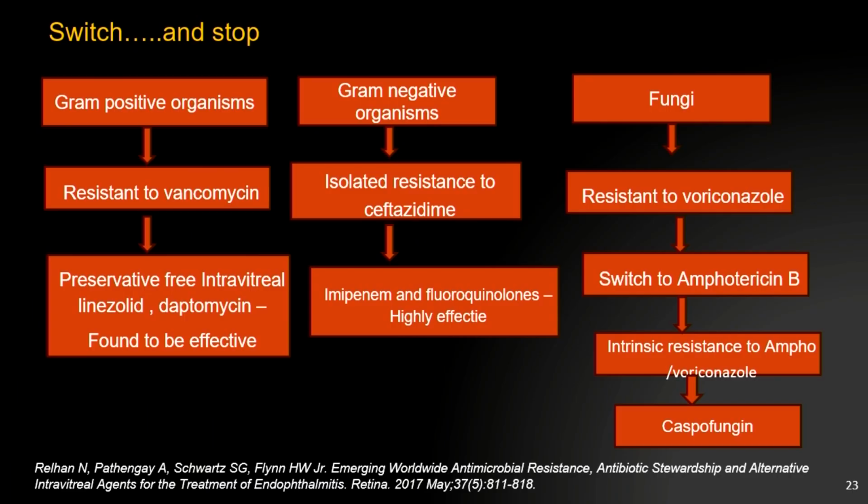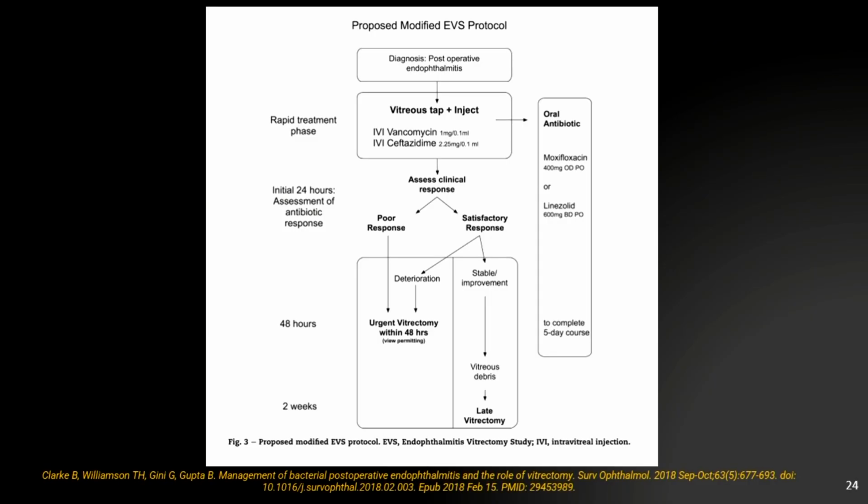In gram-negative organisms, faster decision making is required because clinical worsening is very rapid. In cases resistant to ceftazidime, imipenem and fluoroquinolones are also highly effective. In case of fungus resistant to voriconazole, it should be switched to amphotericin B. And later, if the yeast organism, like in the third case, is resistant to amphotericin B, it should be switched to caspofungin. These are the final recommendations which we found in some studies, and it is a proposed modification of the EVS protocol.